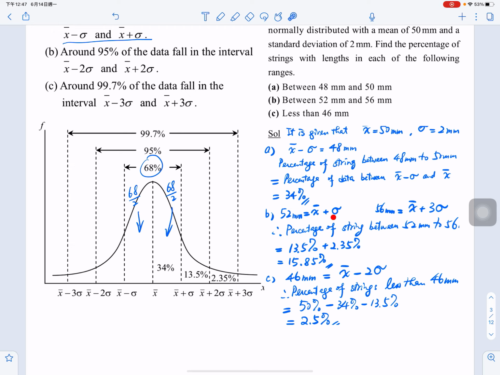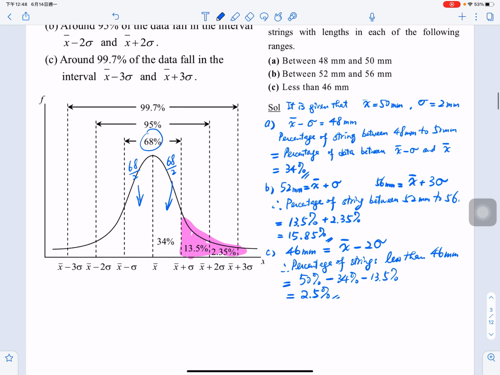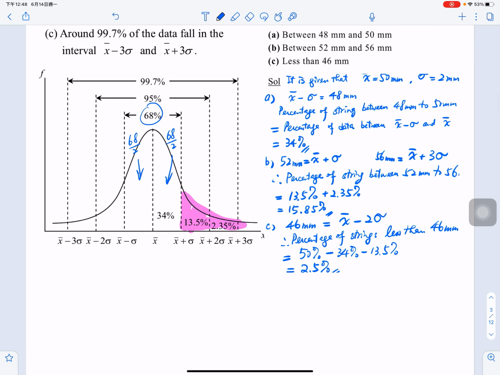52 is 1 standard deviation above the mean. 56 is 3 standard deviations above the mean. So that means here and here, about these two ranges. So you add up 13.5% plus 2.35%, then 15.85%.